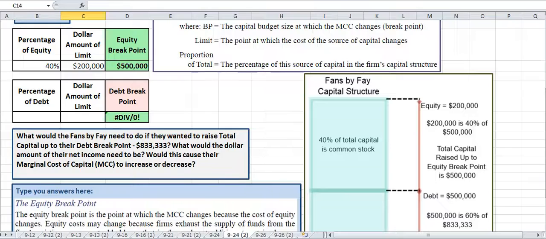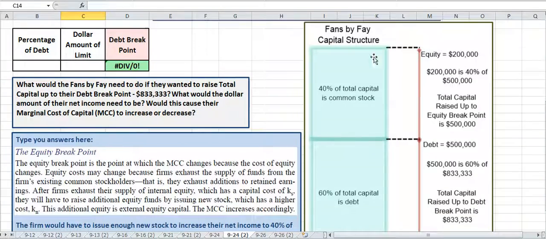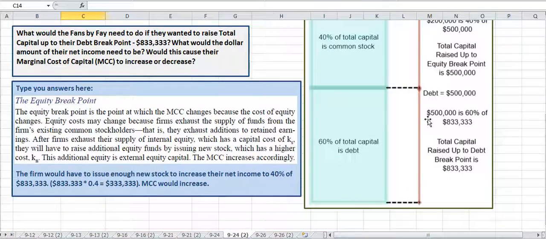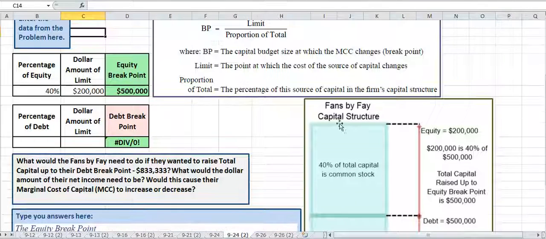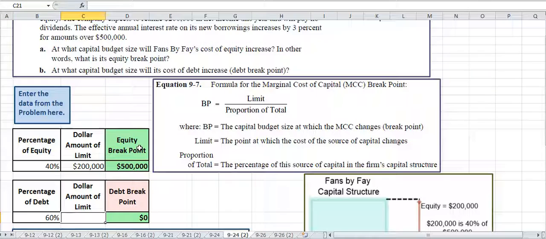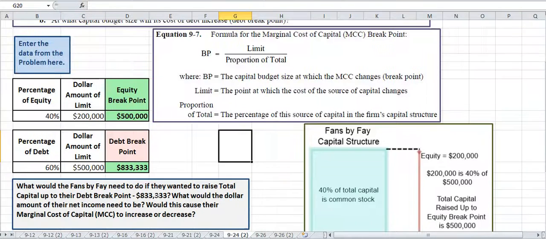And I actually created a little graphic right here for you guys to look at that shows this a little bit better. So then we just simply do the debt breakpoint. We put in 60% and the dollar amount, which was 500,000. So 500,000 right here, and we get the debt breakpoint.